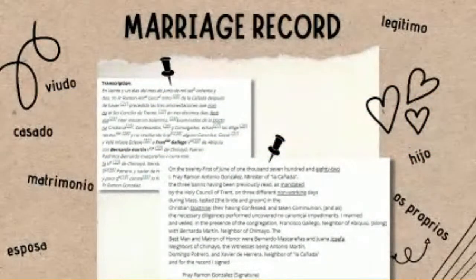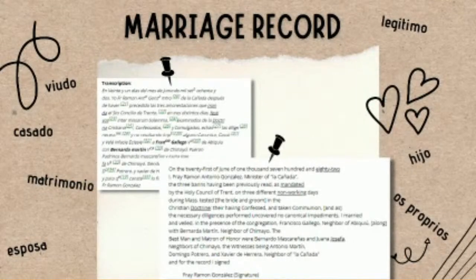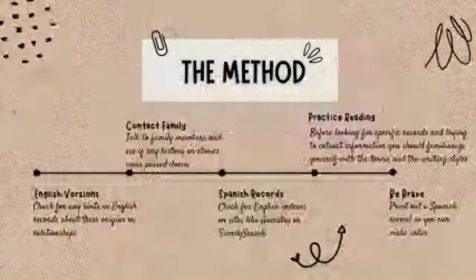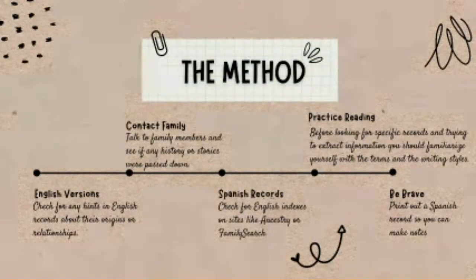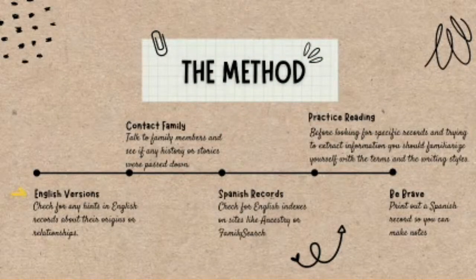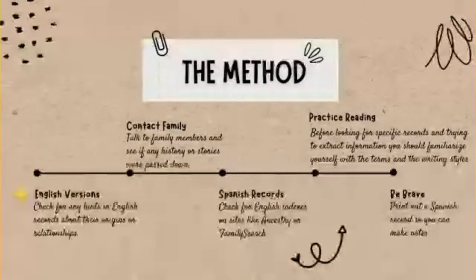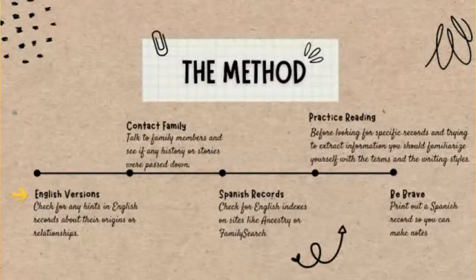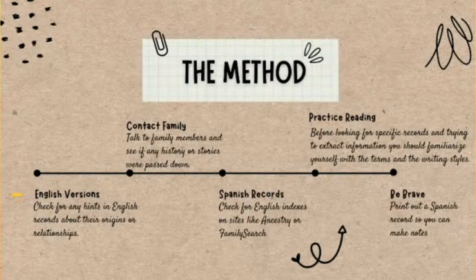So this gives you a good idea of which words will be common in future marital records and how to find them. Tips for learning. First, check for any hints in English records about their origins or relationships. Some records will be duplicated in English and can be easily read. Others may be created after they migrated. These may contain clues that will help you better understand the Spanish records.